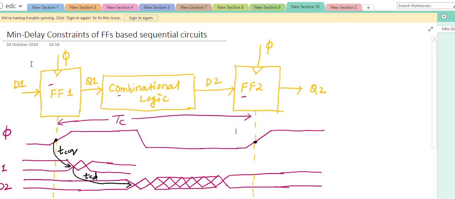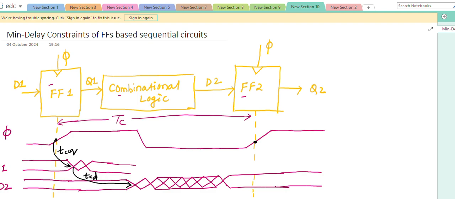Now we know that flip-flops are edge triggered, active when the positive edge of the clock comes, and the data given as input to the flip-flop should satisfy the setup time and hold time. What is the setup time and hold time concept? To understand that, I already made a video on setup time and hold time. You can see that.